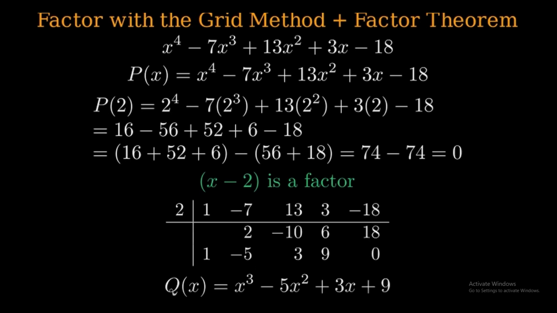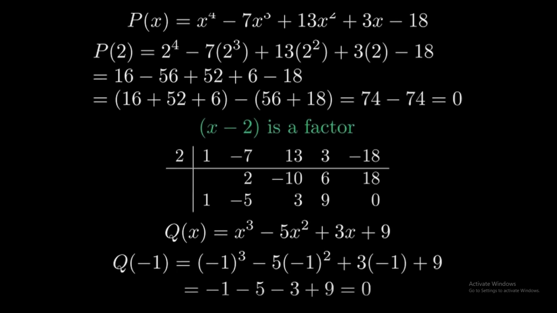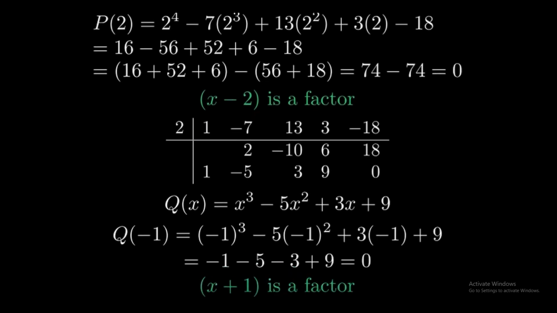Next, we test simple candidates for the cubic. Try x equals negative 1. Negative 1 cubed minus 5 times negative 1 squared plus 3 times negative 1 plus 9 equals 0. So x plus 1 is a factor.